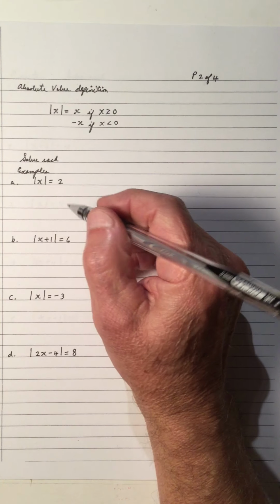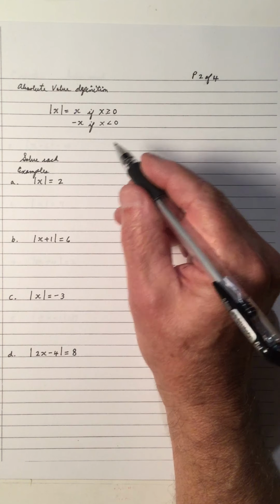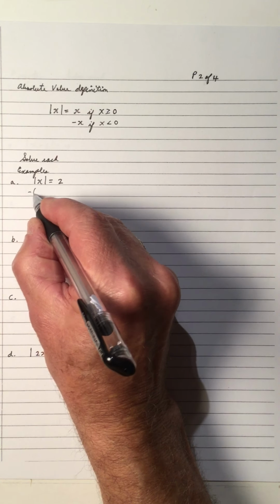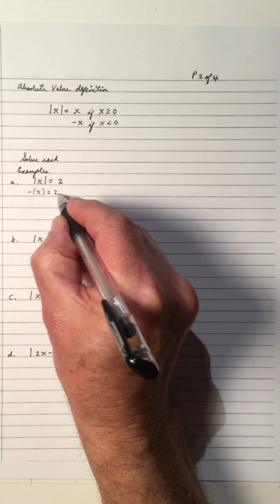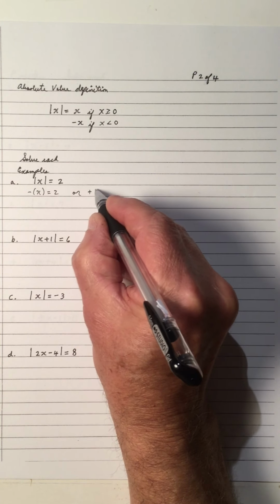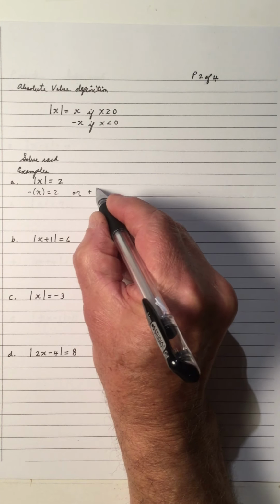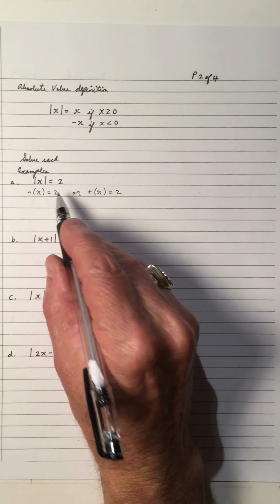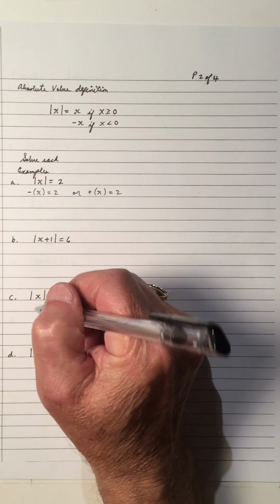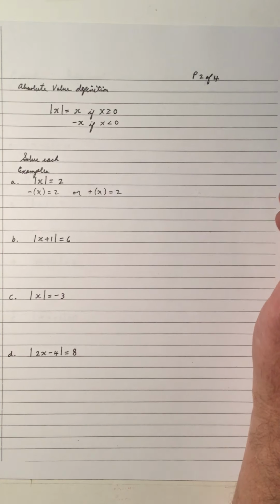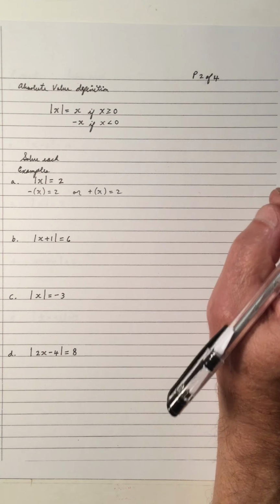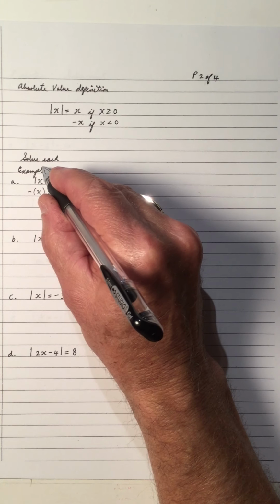Solve each example. Now, I do them differently. The absolute value of x equals 2. So what I do is the negative of x equals 2, or the positive of x equals 2. Most people don't do it this way. Most people put the negative and the positive on the 2. But I'm going to show you a little trick that I use, and it keeps it very, very simple when you get to solving absolute value inequalities. Works out perfect.